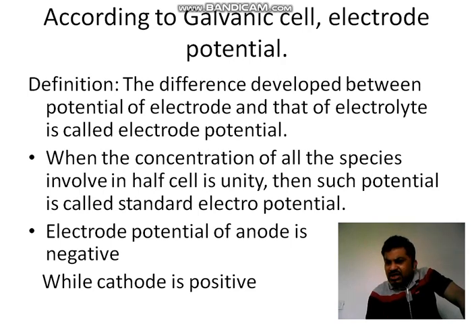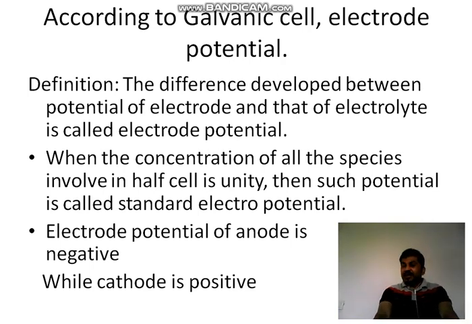When the concentration of all the species involved in the half cell is unity. Remember, this is very interesting. Standard electrode potential. What is standard electrode potential? So here is the definition. When the concentration of all the species involved in the half cell is unity, then such potential is called a standard electrode potential. Now, if you remember, for anode it is a negative value and for cathode it is a positive value.